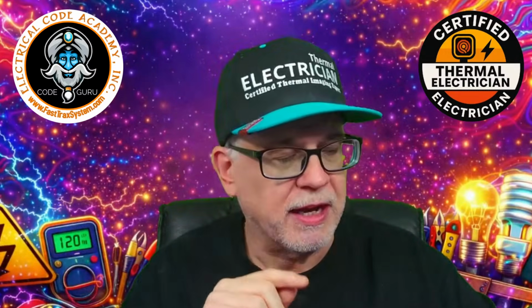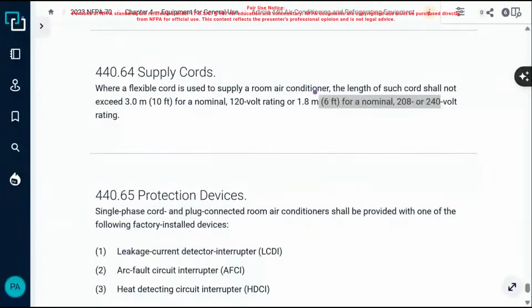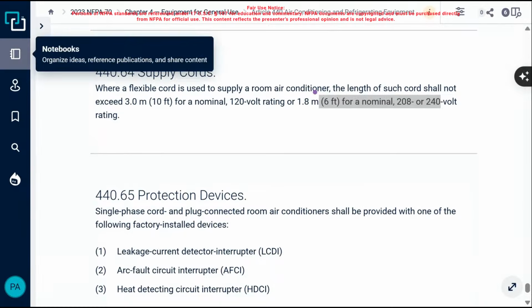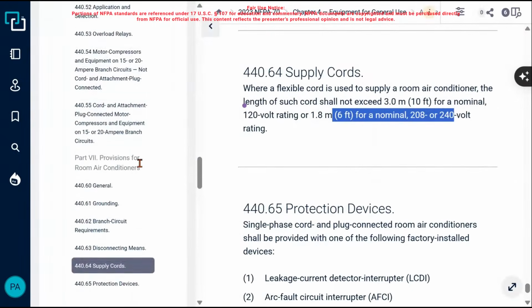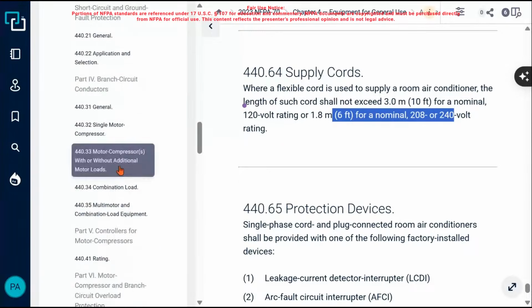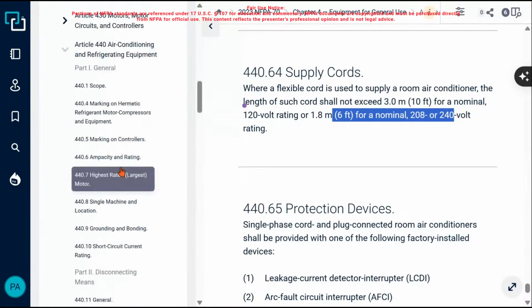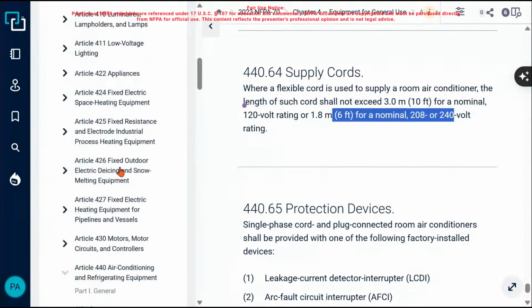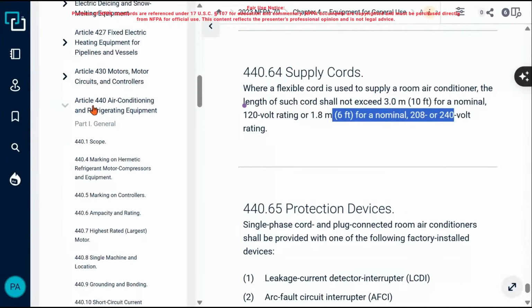Don't want to do that. Okay, so let's go to the code. So here we are. This is in the code. And let's just go show you real quick. So 440, you can go to the table of contents to get 440 if you choose. But here we are in 440 right here.